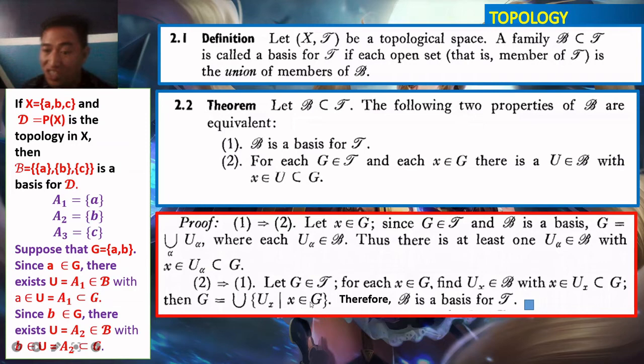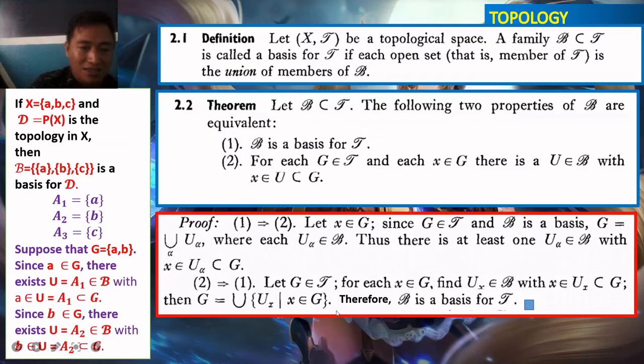Now, as we can see, class, G is written as a union of the U X, and each U X is an element of script B. Therefore, G is an element of tau. It is an open set. We have shown that G is an open set, being a union of members of script B. Remember that U X is in script B. By definition, therefore, script B is a basis for tau.